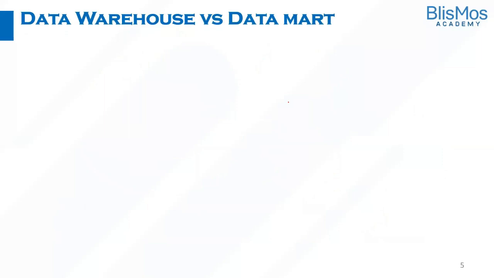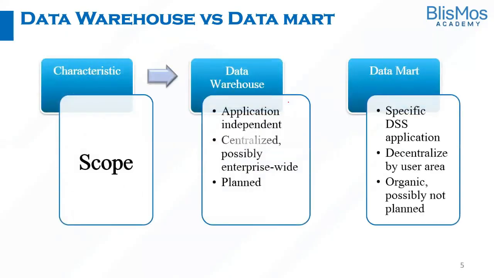How are they different? Let us look at the different dimensions in terms of differences. Here, in terms of scope, a data warehouse is a centralized, possibly enterprise-wide system. It doesn't matter which application. So we have only one data warehouse, and definitely in order to build the data warehouse, it is a planned effort. We may plan for a year or two.